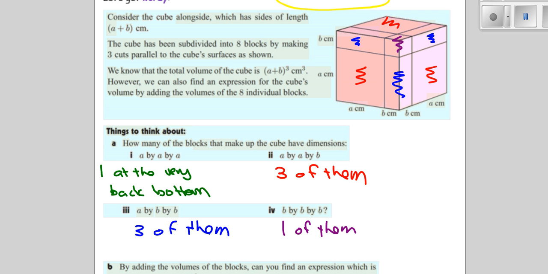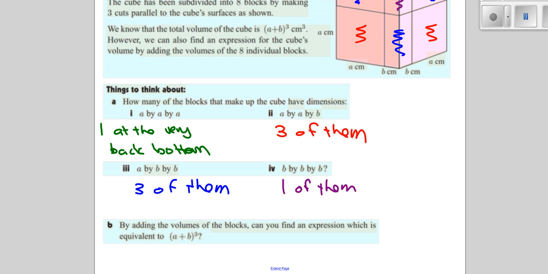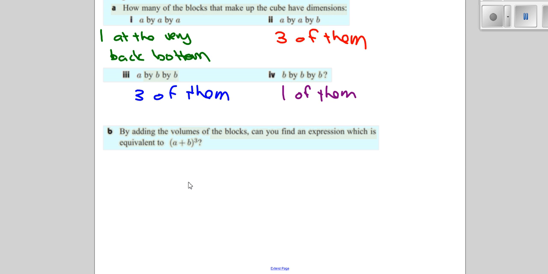By adding the volumes of the boxes, can you find an expression equivalent to (a + b) cubed? What would be the volume of the green one? The big cube, a cubed. What would be the volume of one red one? a squared b. And what would be the volume of a blue one? There are 3 of them. 3b squared a. Yes, that's right. Algebra people like it in alphabetical order: b squared a is technically right, but they prefer 3ab squared. And the last one, b cubed.